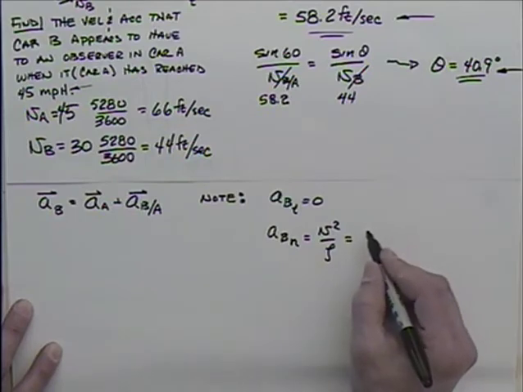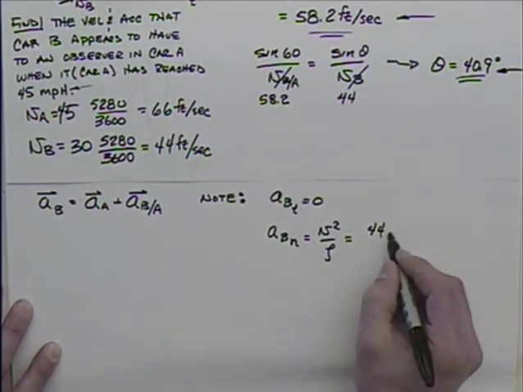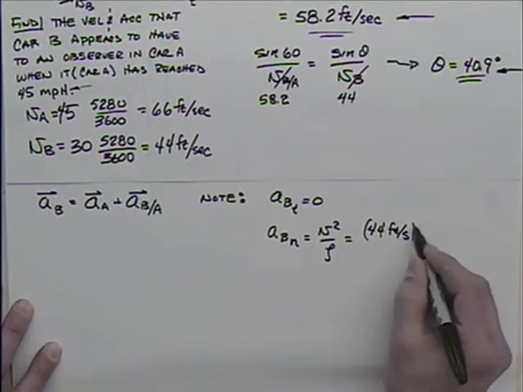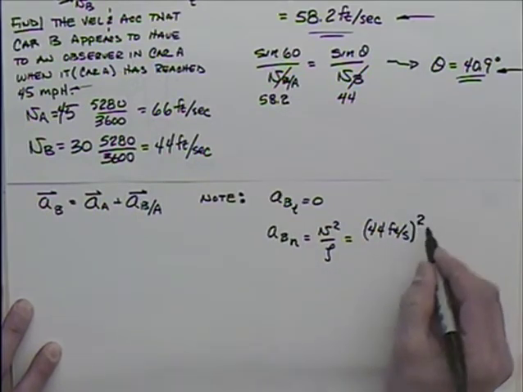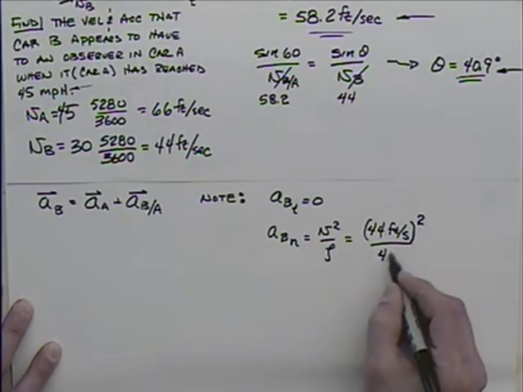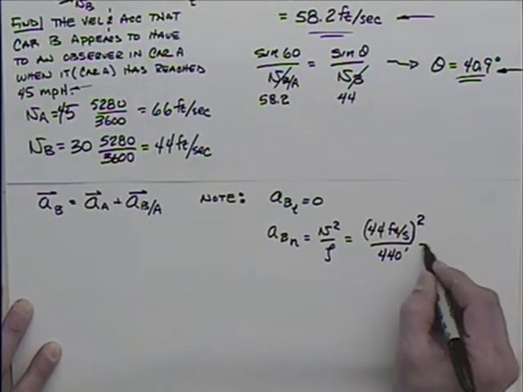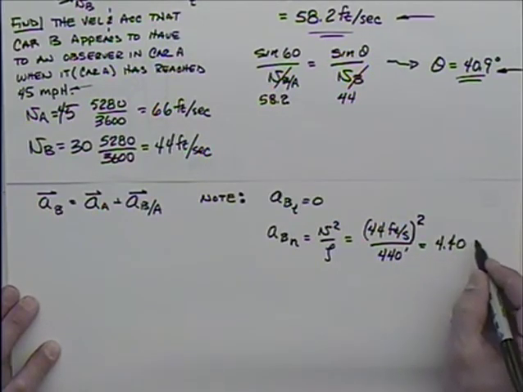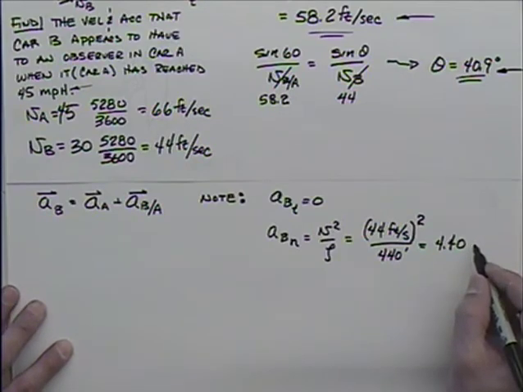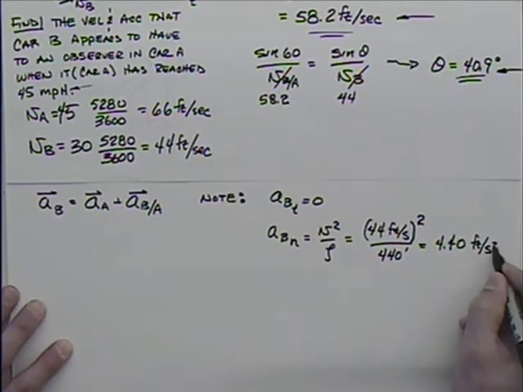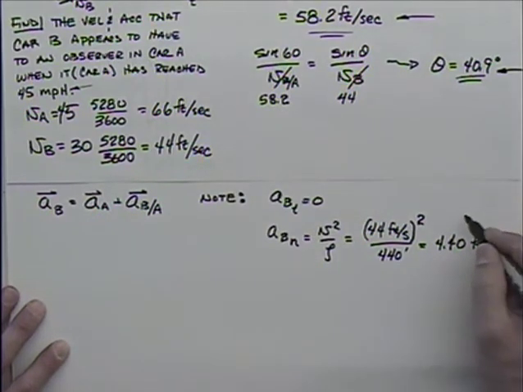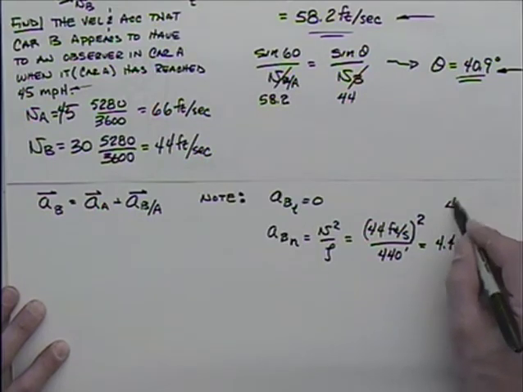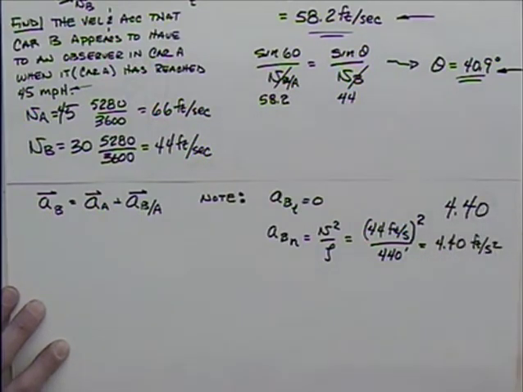So what did I come up with for velocity? 44 feet per second. Square that. I divide by the radius of curvature, that was 440 feet, and we come up with 4.40 feet per second squared. Okay. I guess I got a 4 that looks like a 9 there, don't I? So 4.4 feet per second squared.